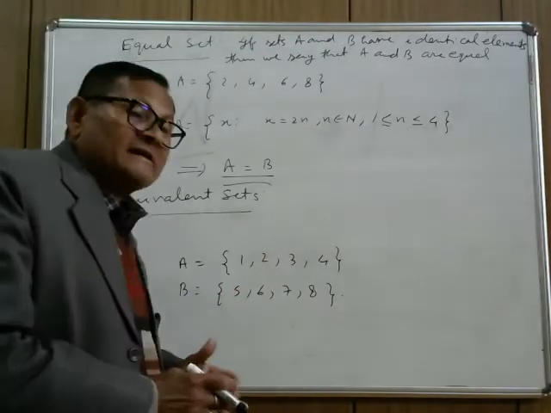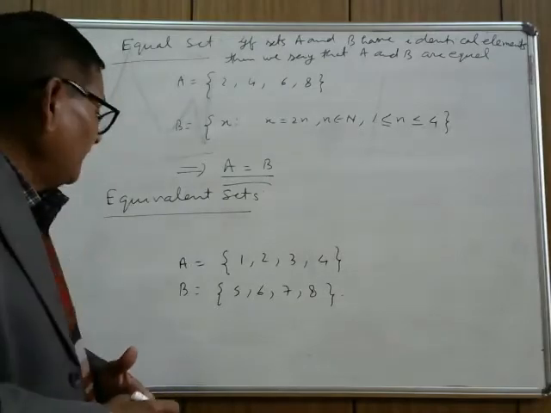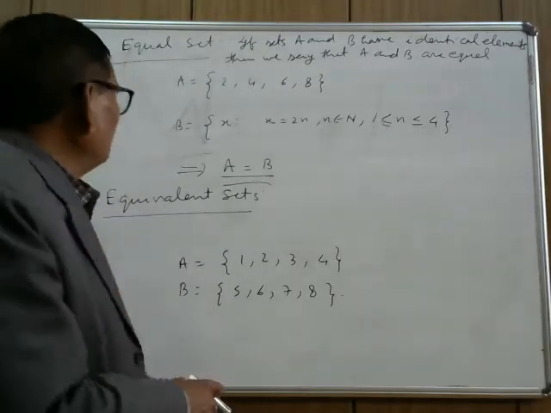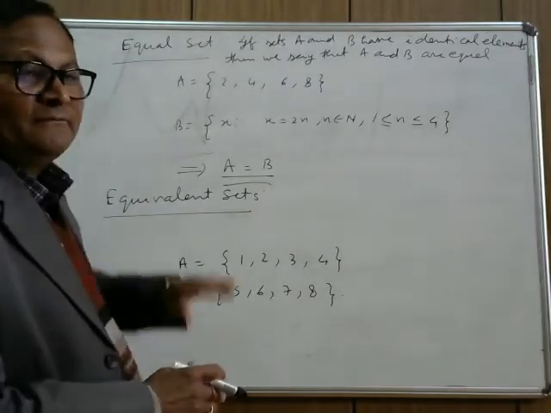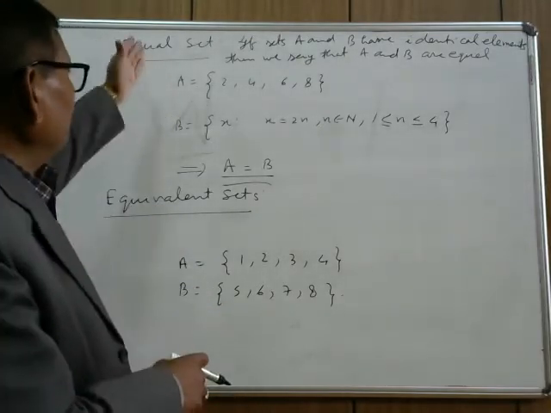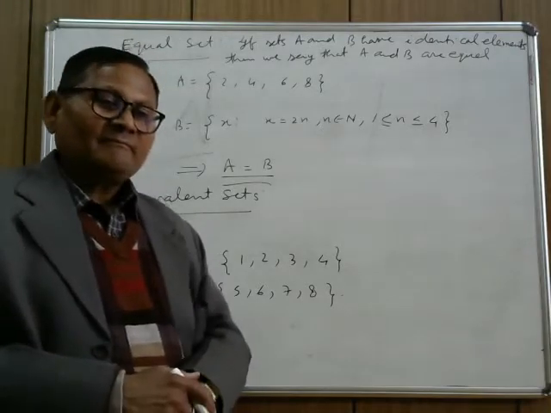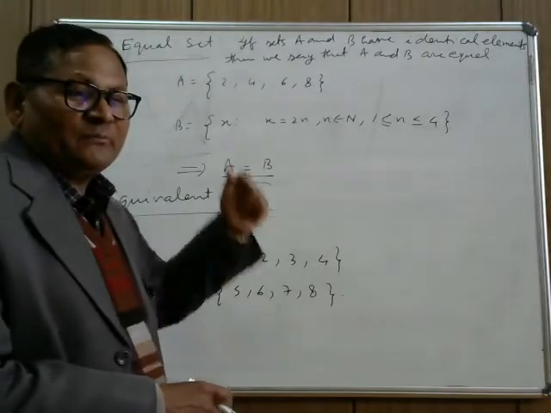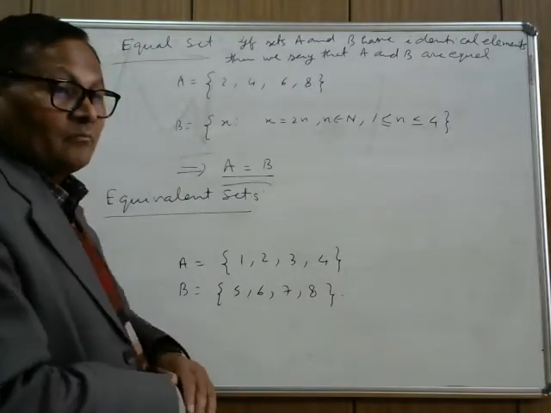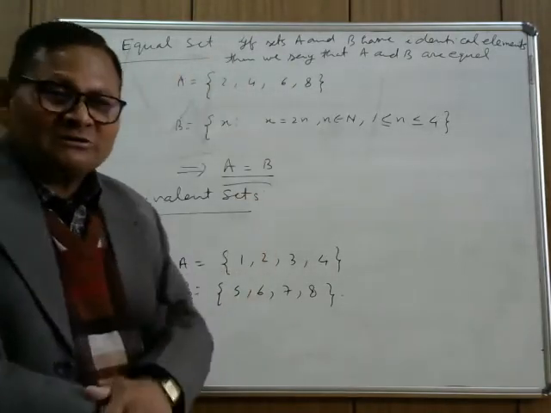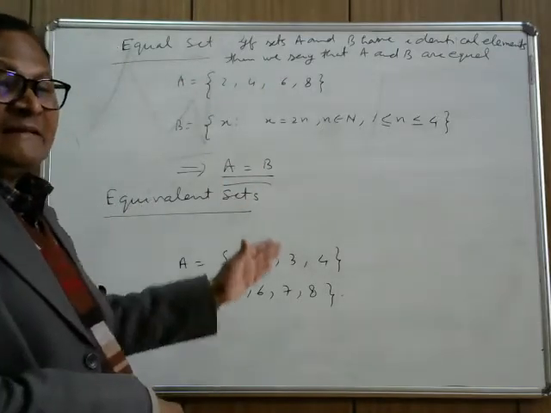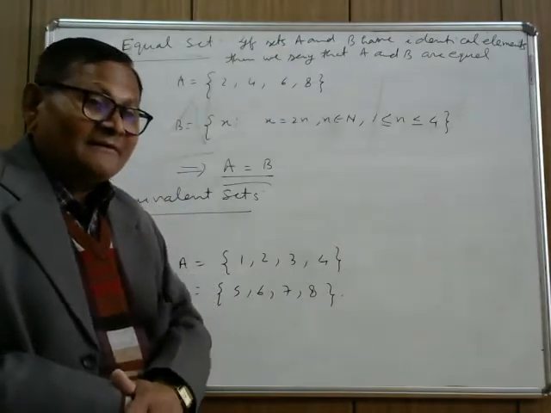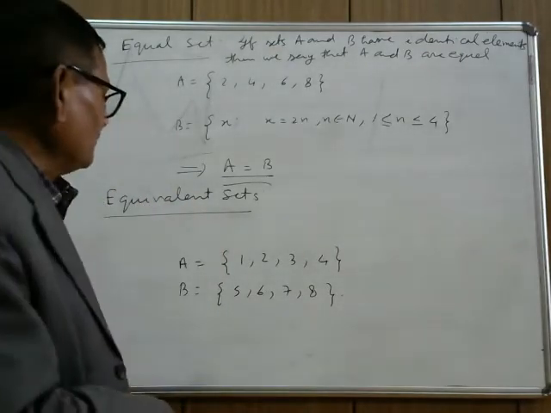So they are equivalent. Can you say they are equal? No. Can you say the example of equal sets is equivalent? Yes, because there are 4 elements in A and 4 elements in B. So equal sets are equivalent sets. But the converse is not true.